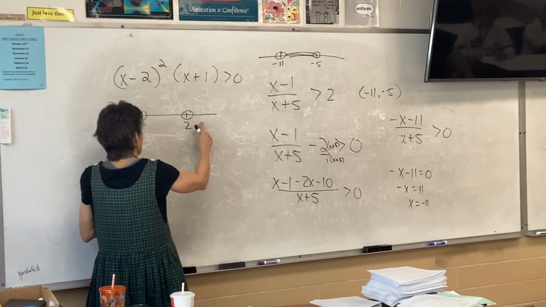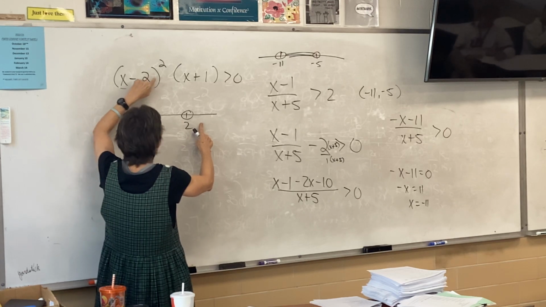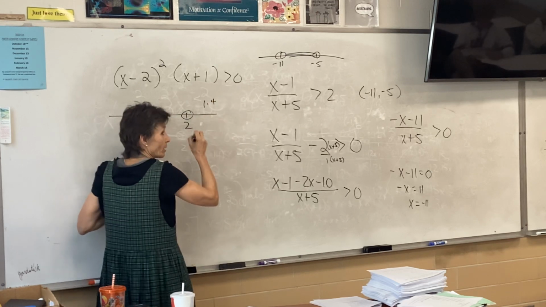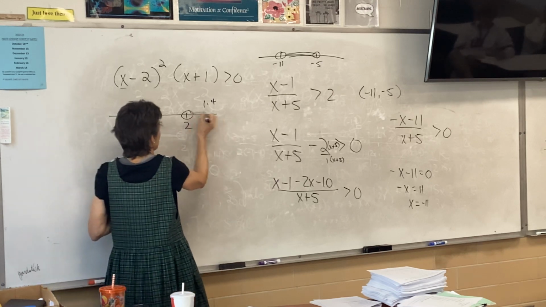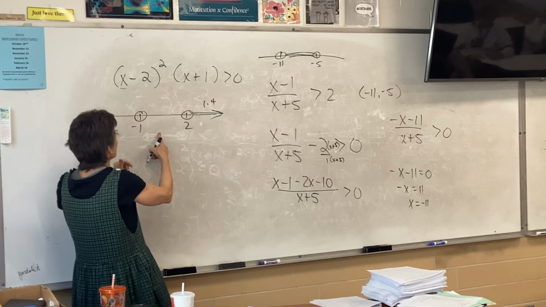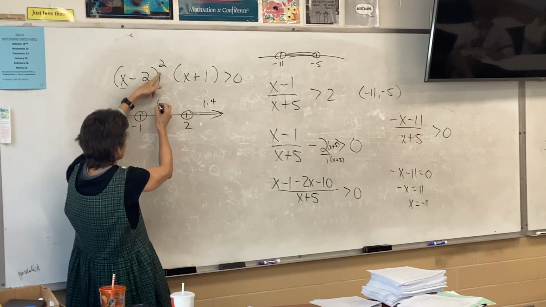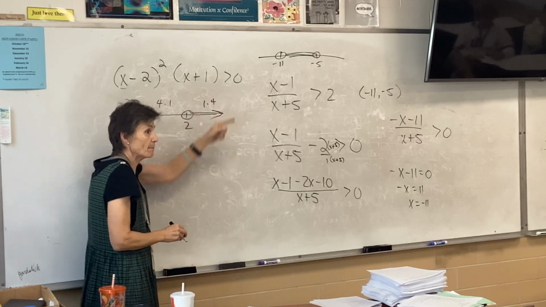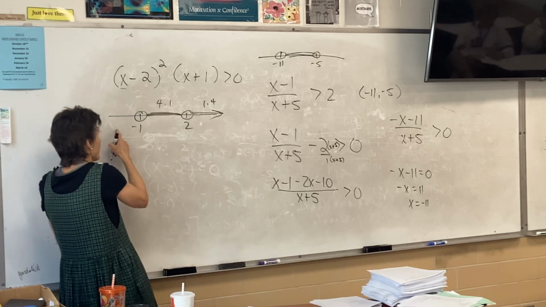So let's pick 3. 3 minus 2 is 1, squared is 1. 3 plus 1 is 4. Is 1 times 4 bigger than 0? Yep, shade it. I'll use 0. 0 minus 2 squared, that's 4. 0 plus 1 is 1. 4 times 1, is that bigger than 0? It is, so shade that also.